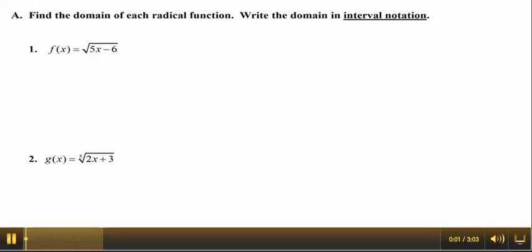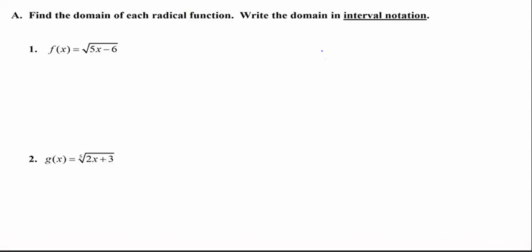On these two questions, we want to find the domain of the radical function. Well, what we've learned is that if we have an even index, like a square root or a fourth root, sixth root, and so on, then these types of radical functions do have restrictions in the domain. And the domain is that they have to be greater than or equal to 0.